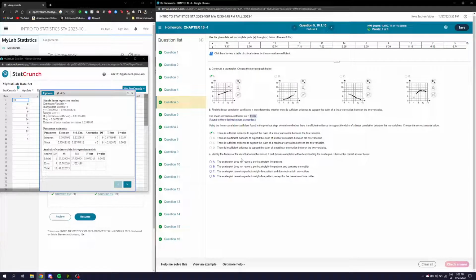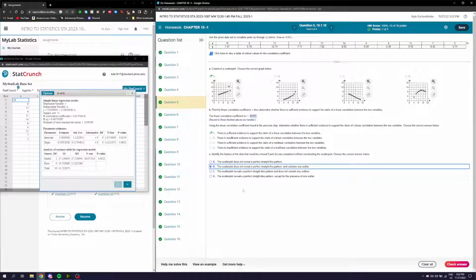Identify the feature of data that would be missed if part B was completed without constructing a graph. This one's easy because there's this big dot over there. You would miss that the scatter plot does not reveal a perfect straight line and it contains one outlier.